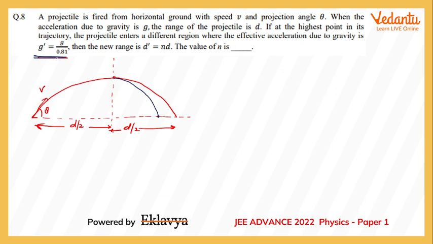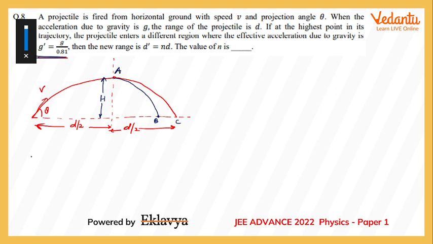Why? Because g has become stronger. So now the time taken by the particle to fall to this point would be less, so it will get less time to cover the horizontal distance. Let's call this point A, this point B, and this point C. And let the maximum height attained by the particle be denoted by H.